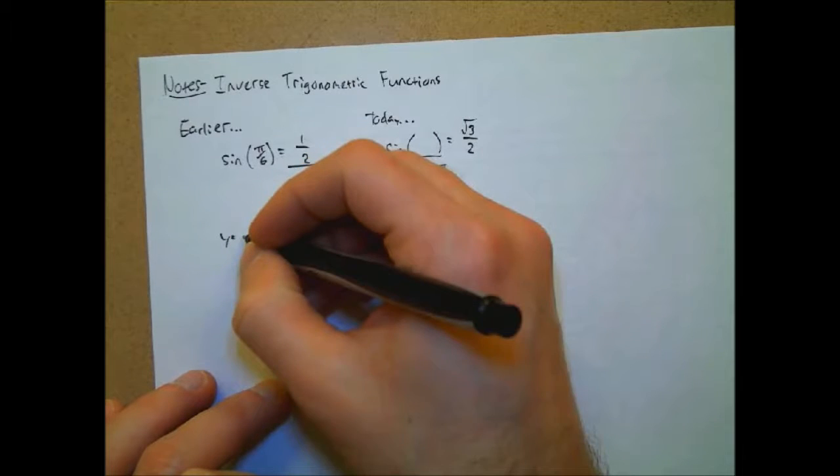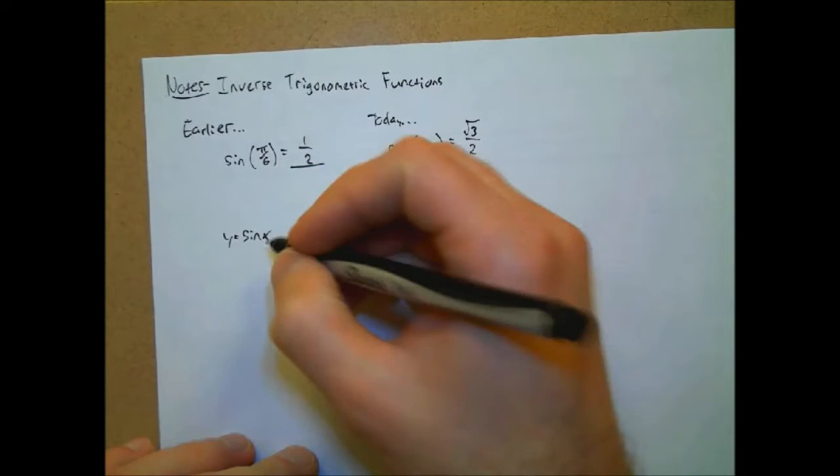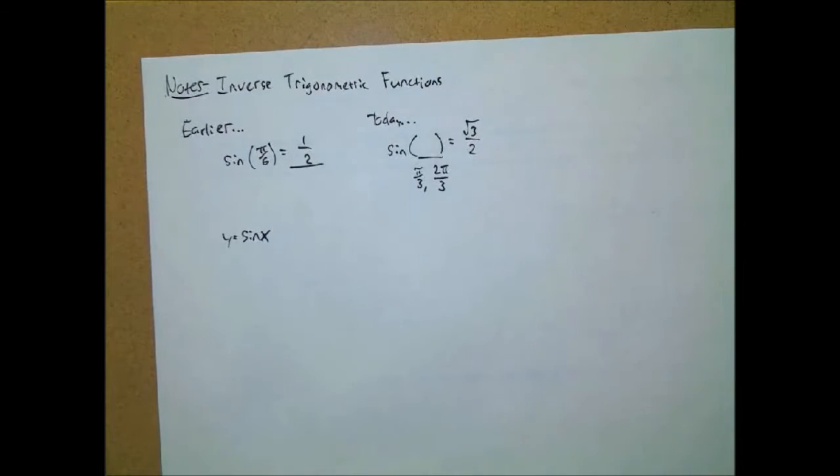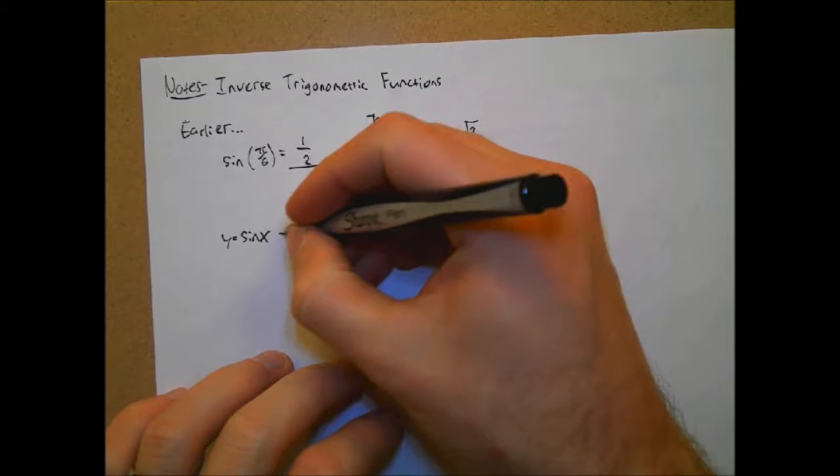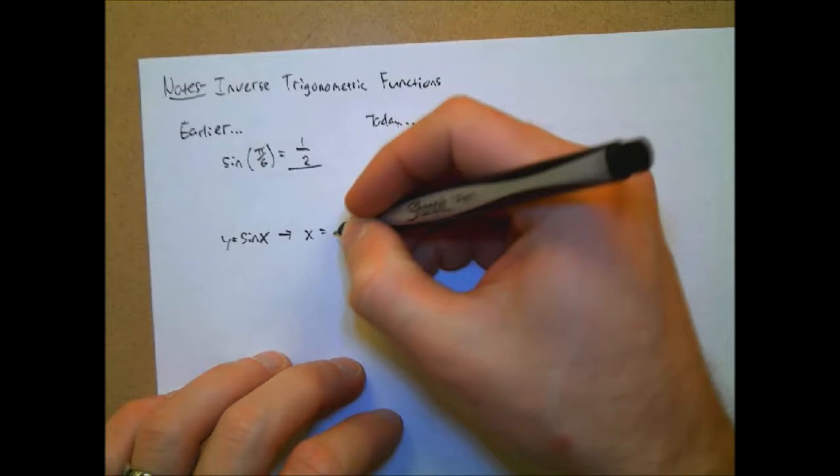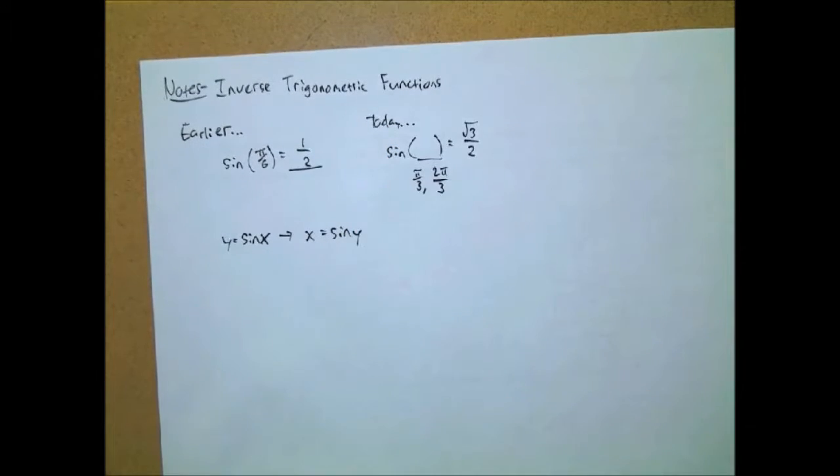To find the inverse of something, let's take that y equals sine of x. To find the inverse of something, what do we do? Switch the, not 1 over, that's reciprocal. We swap the x and y's. So we'll say x is equal to sine of y. And then once we do that, what are we supposed to do?